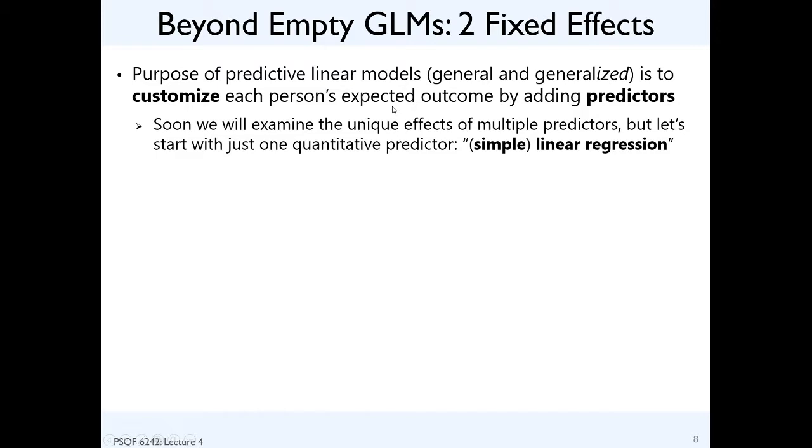So, beyond that, our job is to add predictors. So we're going to start with just one quantitative variable at a time, and that is called simple linear regression. Linear, in the same way that it's a general linear model, constant times variable plus constant times variable. Simple in that, not like, duh, this is so simple, but simple as opposed to more complicated by having more than one predictor.